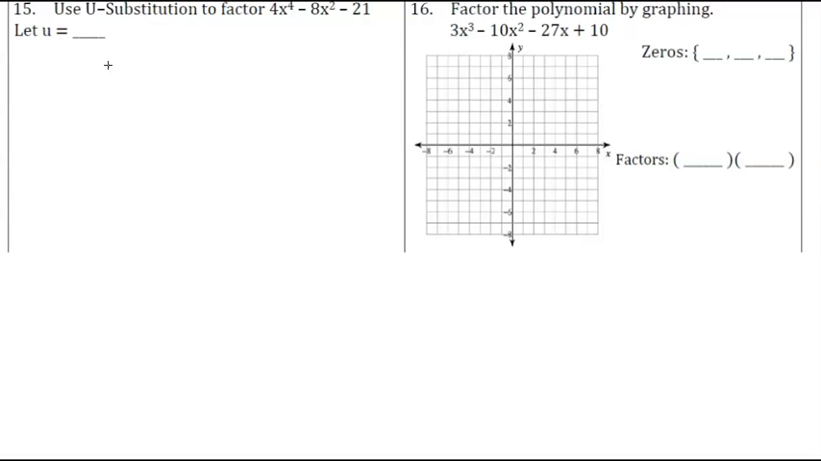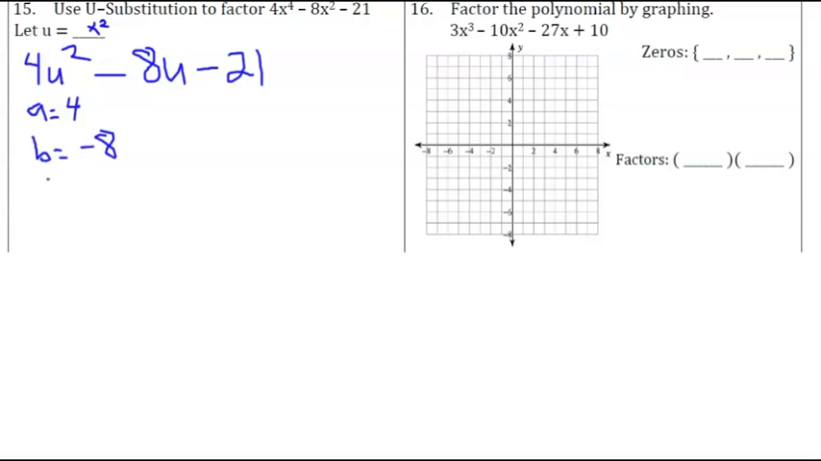Number 15. Use u-substitution to factor 4x to the 4th power minus 8x squared minus 21. First, we want to identify what u is going to equal. We're going to let u equal x squared. And then we'll rewrite the expression in terms of u. Let's do the X-box method on this one since we haven't on any of the others from this review. Identify A, B, and C. We have 4, B is negative 8, and C is negative 21.